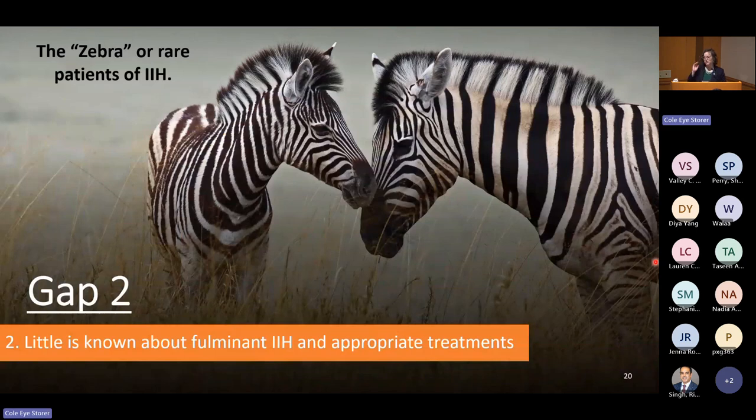And now we're going to be switching gears here. For the rest of the analyses, I'm going to be utilizing a different database that I'll explain to you how we built through the COL-I records. And so our GAP2 is all about the zebra patients or the rare patients of IIH or fulminant IIH.